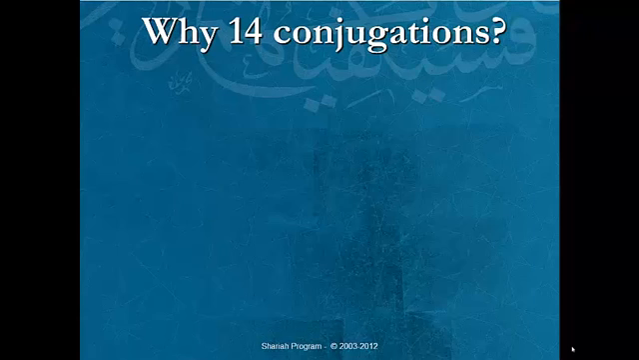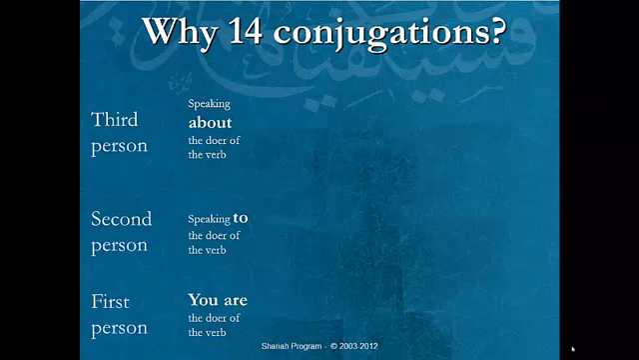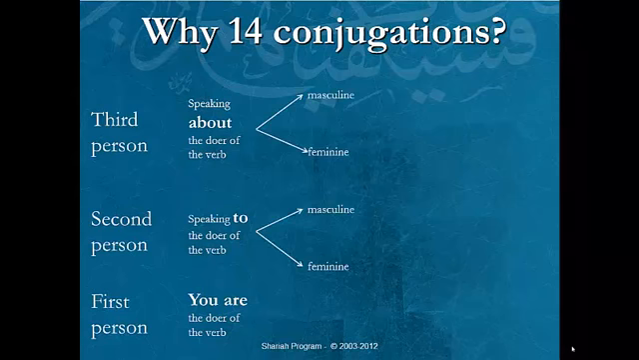Okay, so there's 3 factors that result in our large number. Here are the 3 factors. First of all, you'll either be speaking about the doer of the verb, or you'll be speaking to the doer of the verb, or you yourself will be the doer of the verb. And that's what we call third person, second person, and first person. So that's one factor.